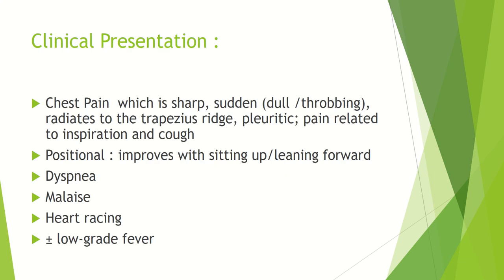The clinical presentation would be a patient who will present with chest pain, which would be sharp. It will be sudden in onset, will radiate to the shoulder. The pain would be pleuritic in nature. So when they take a deep breath or when they cough, the pain will increase. It will also be positional. It will improve when the patient sits up or leans forward, and it will get worse when the patient lies down. It can have dyspnea, malaise, heart racing, plus minus low-grade fever.